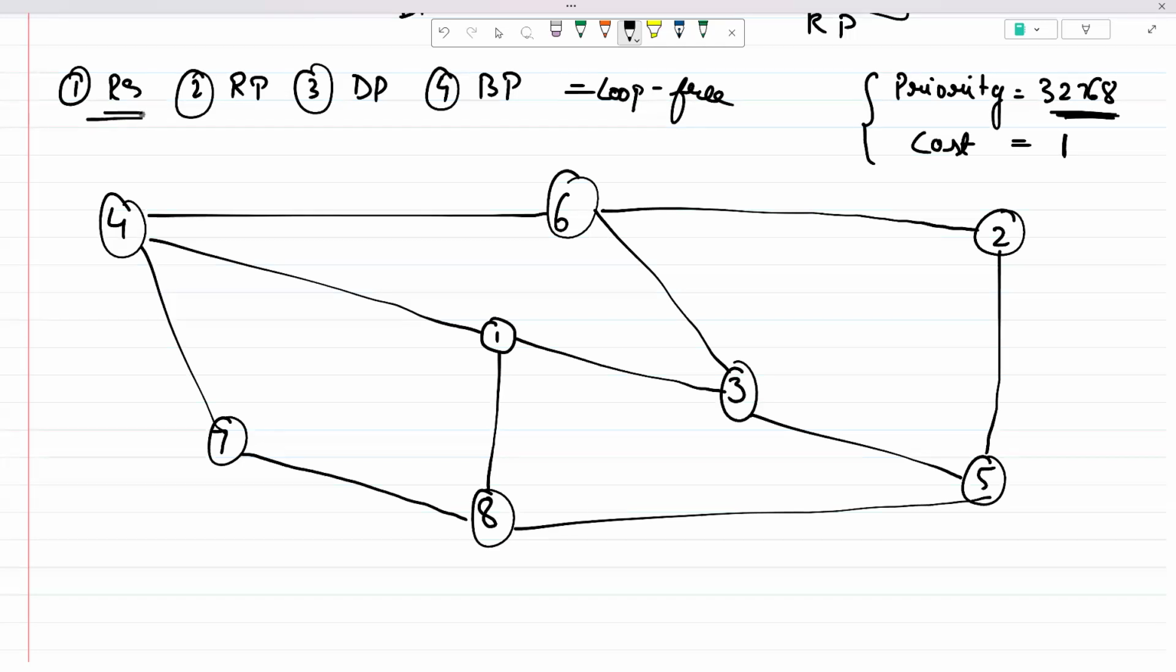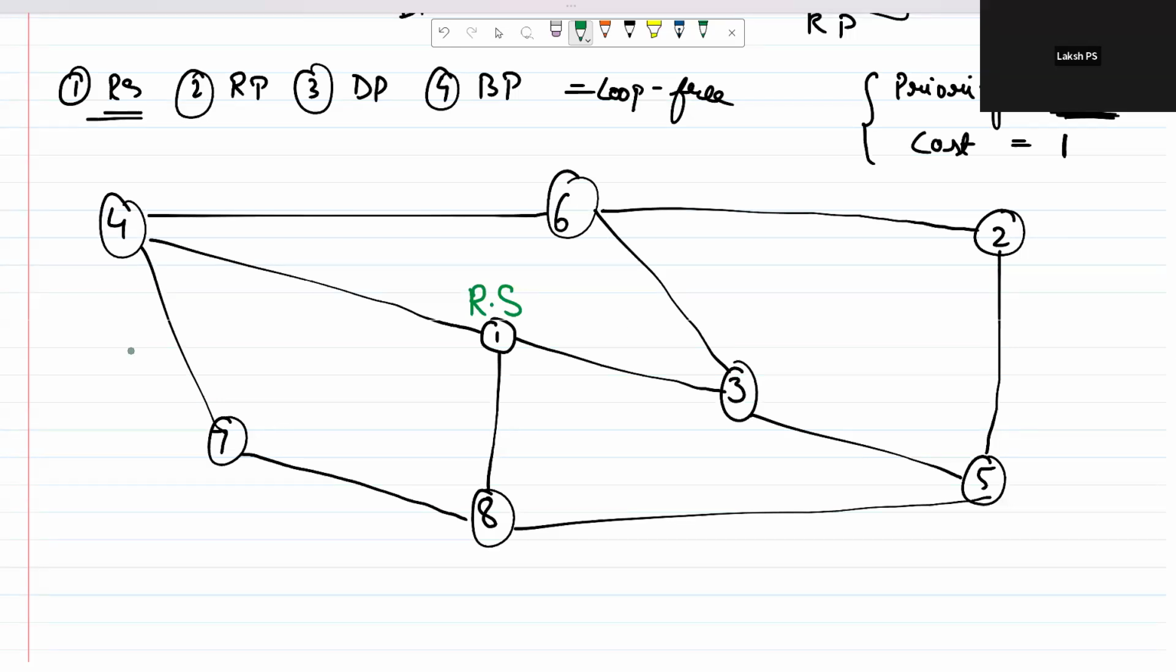Okay, so we are looking at step 1. Priority is 32,768 and it's a tie between all these switches. Now the next tiebreaker would be which switch has a lower MAC. So as per our assumption, obviously switch number 1 will have a lower MAC address. Right? So switch 1 becomes the root switch. Then the second step is to find the root ports on all the non-root switches. Right? That's our next step.